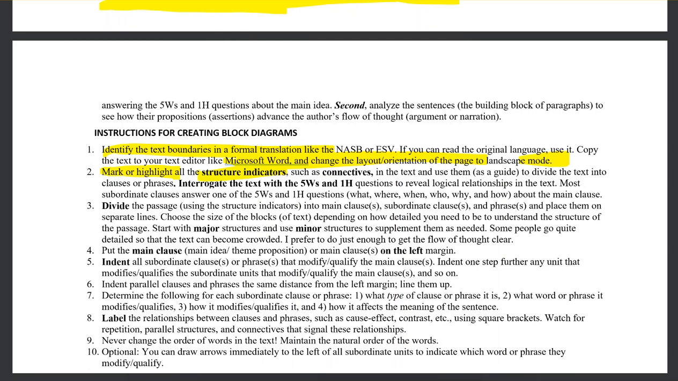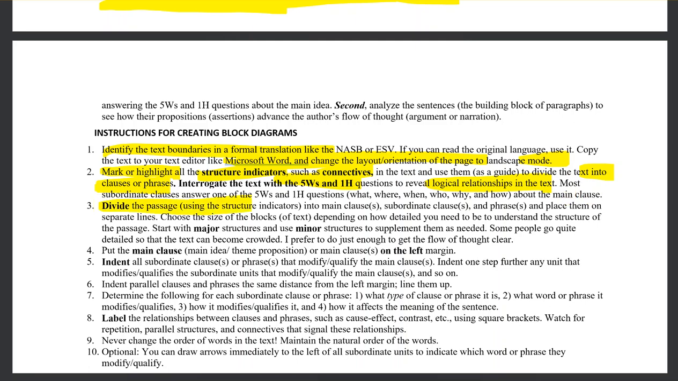And the next is to mark or highlight all the structure indicators. We already talked about structural relationships and connectives in the course. Mark connectives in the text, and you're going to use that to divide the text into clauses and phrases. Asking the 5Ws and 1H questions often reveals what the subordinate clauses are doing in the text, because this answers certain questions.